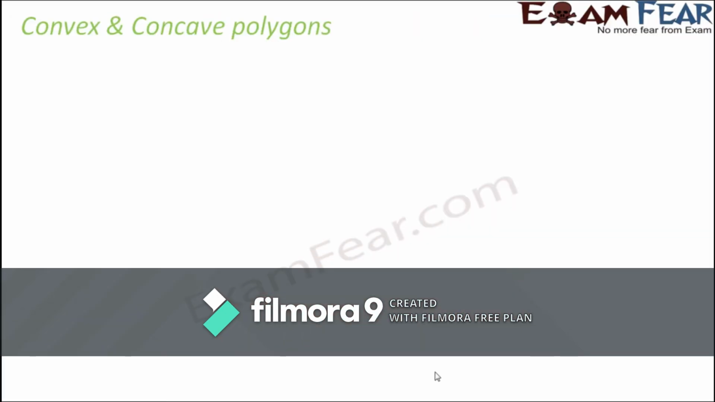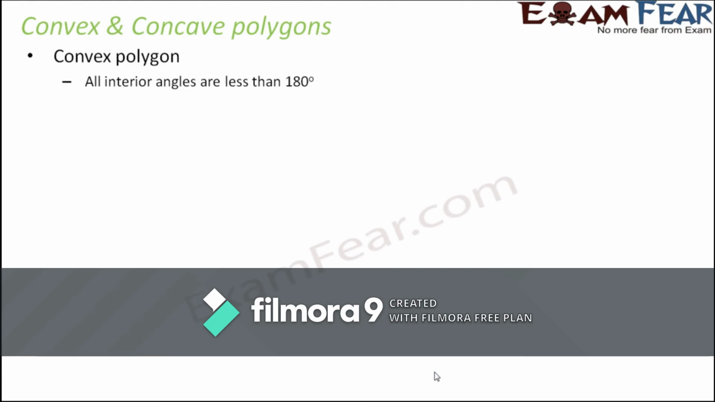Another category or another type of polygon based on their shapes are convex and concave polygons. Let's first understand what are convex polygons. Convex polygons are those whose interior angles are less than 180 degrees. So when we talk about a convex polygon, all the interior angles are less than 180 degrees. So what is 180 degree? 180 degree is a straight angle. So this is 180 degree. When we say anything less than 180 degree, this could be something like this. This could be something like this. This could be something like this.